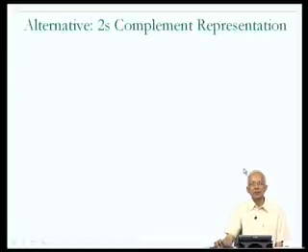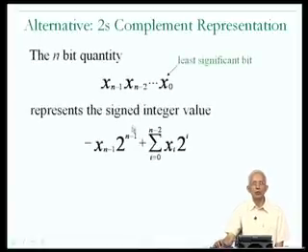Okay. Now, if sign magnitude is not the most popular representation for signed integers, you ask, what is? And the answer is something called the 2's complement representation. Okay, now in the 2's complement representation, the n-bit value x(n-1), x(n-2) through x0 represents the signed integer value as shown by the expression over here.